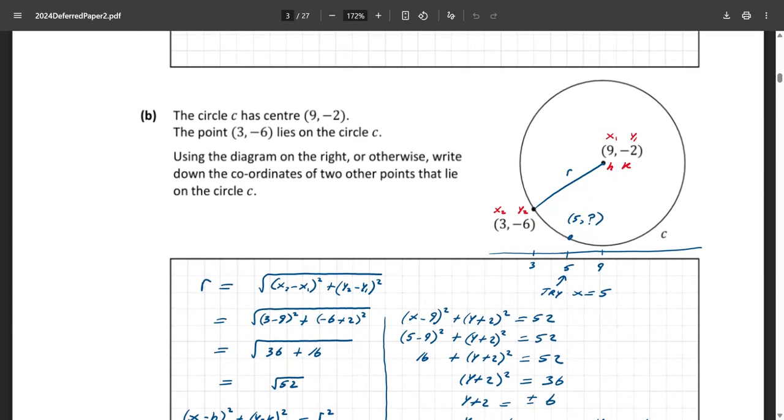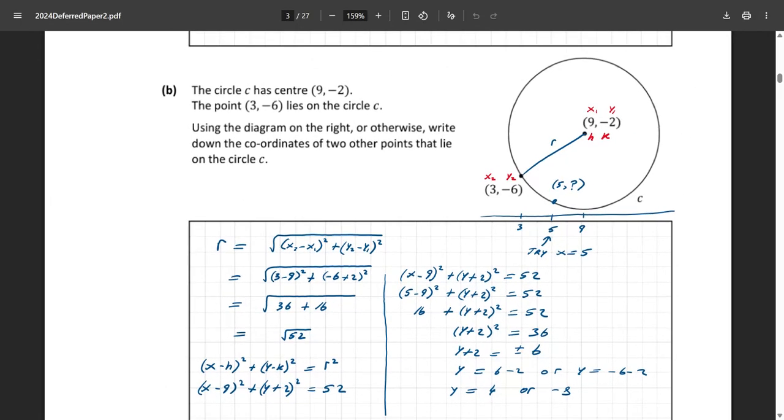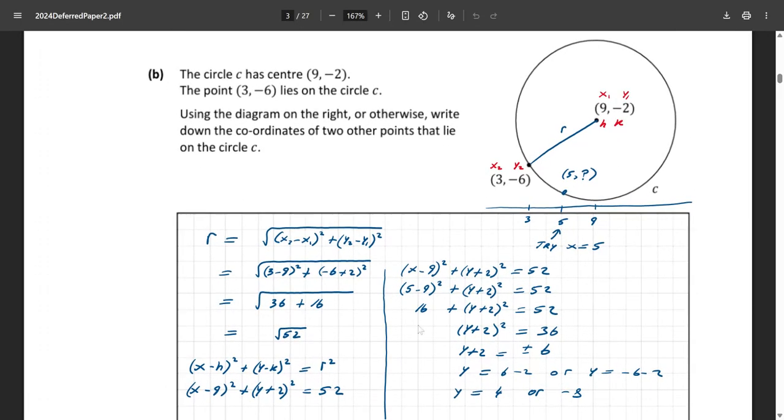Part B. Here's a circle. We're told the centre is 9, minus 2. Using the diagram on the right, or otherwise, write down the coordinates of two other points that lie on the circle. Now there's a few ways we can go here.